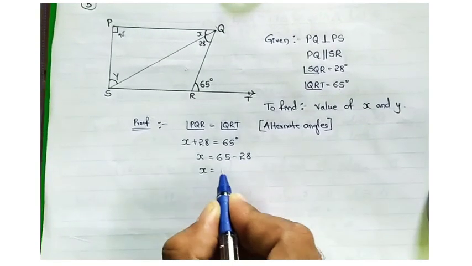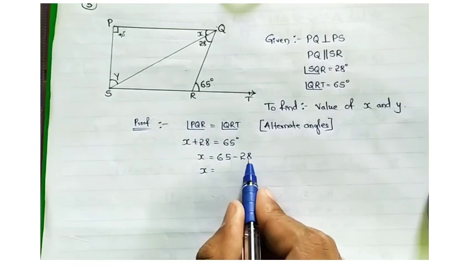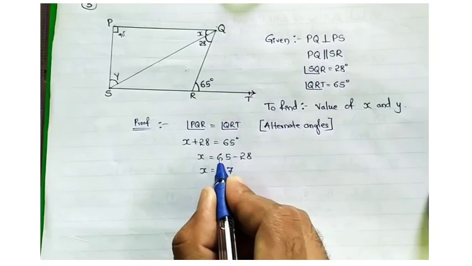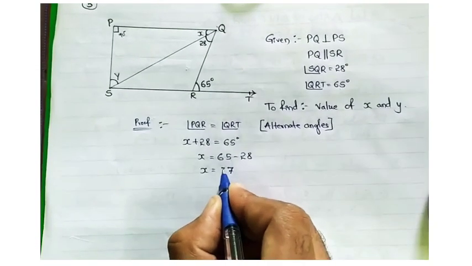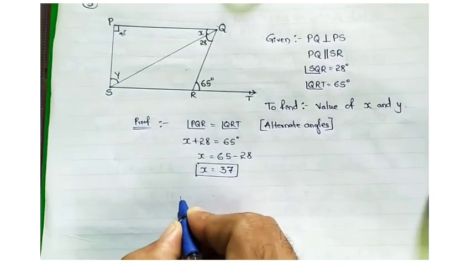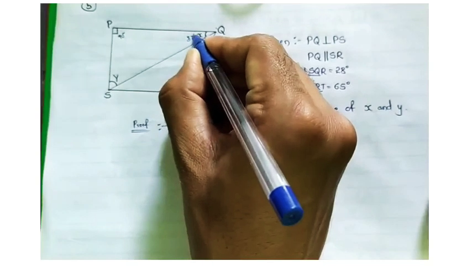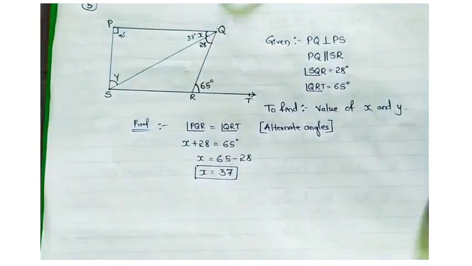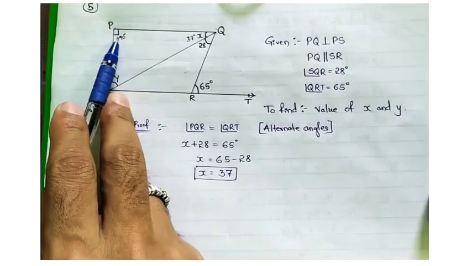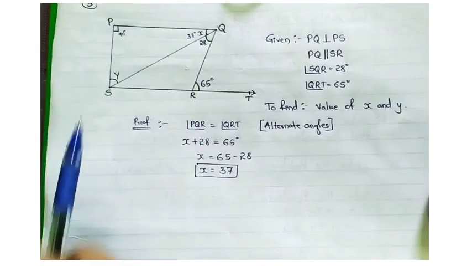So X equal to minus them, 15 minus 8, here we will get 7, and we took carry, that is 5 minus 2, we will get 3. So x equal to 37. Okay, so now here we got 37 degree. Okay, now we have to find the y. Already we know here one angle is 90 degrees. So now consider the triangle, that is PQS.